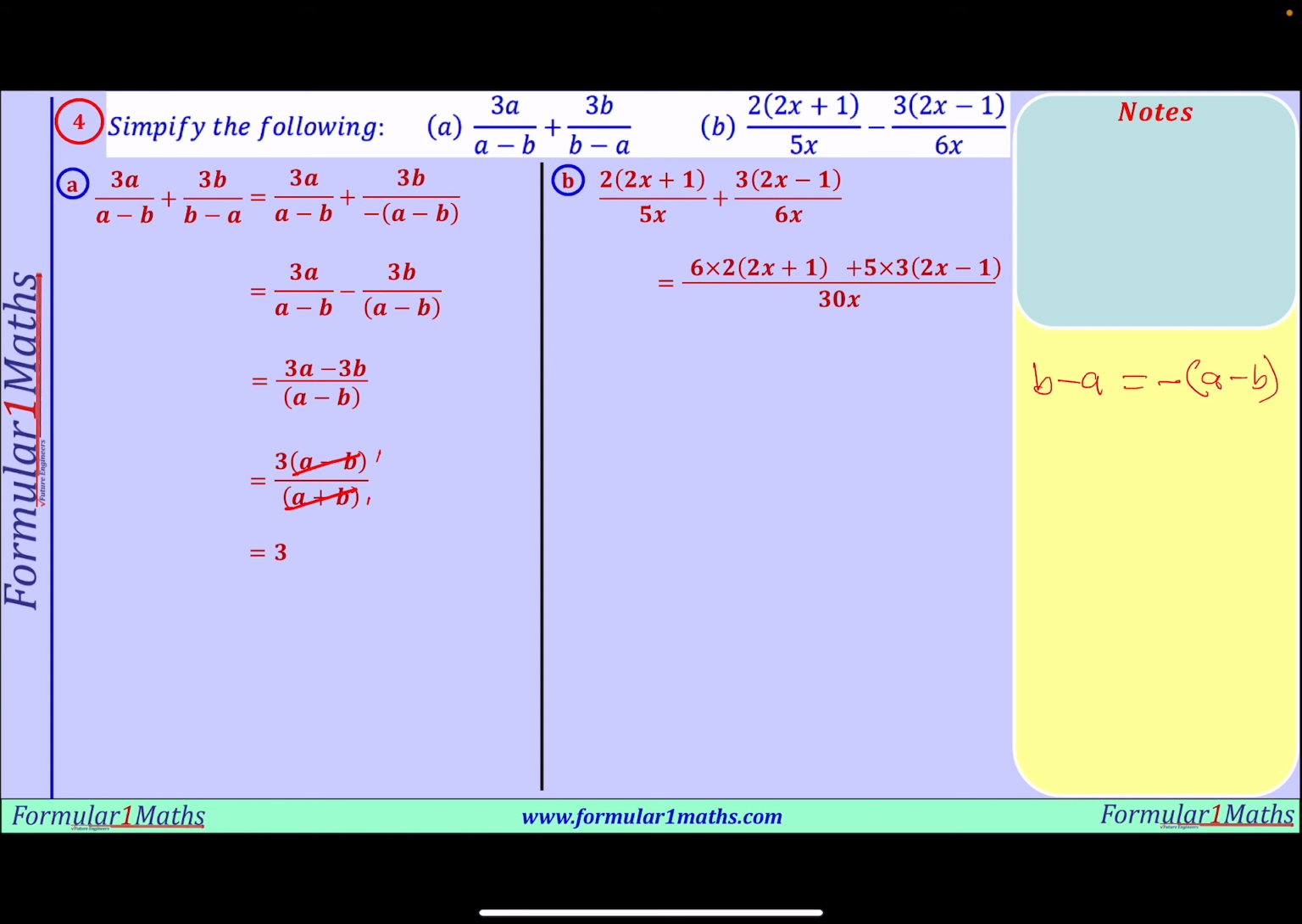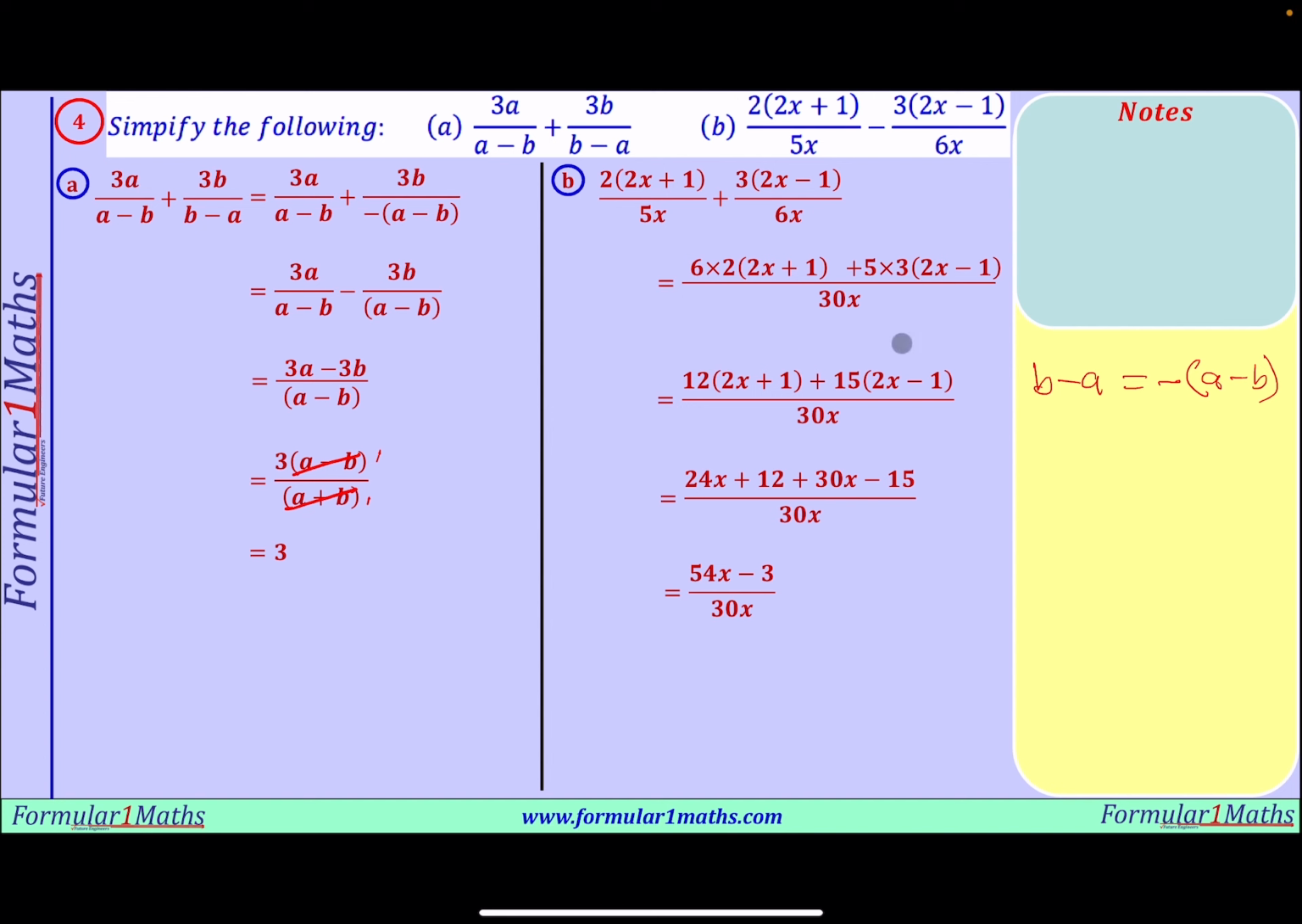And then 6 times 2 is 12. 5 times 3 is 15. So I get this. And if I expand, I'll get 24x plus 12 plus 30x minus 15. Simplify the numerator here. We're going to get 54x minus 3 over 30x.